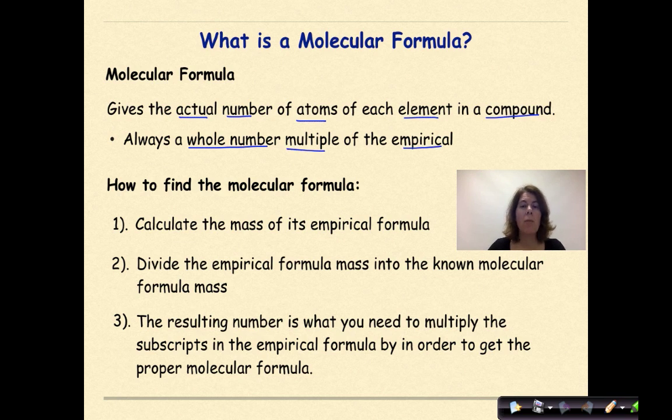So how do you find a molecular formula? The first thing that you need to do is calculate the mass of its empirical formula. If the empirical formula is given to you, divide the empirical formula mass into the known molecular formula mass that does need to be given to you, and the resulting number is what you need to multiply the subscripts in the empirical formula by in order to get the proper molecular formula. And we are going to do a number of worked examples with this.